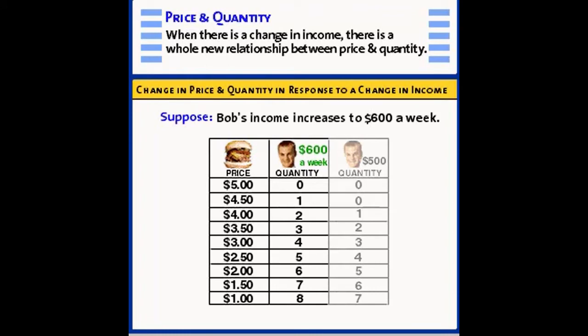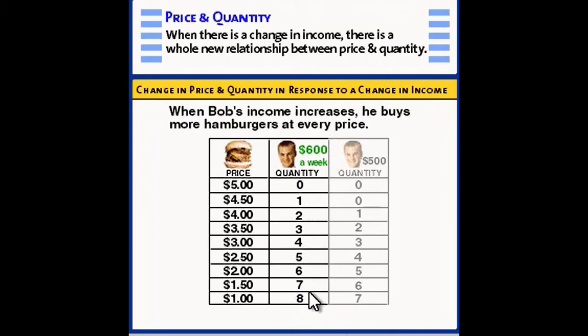In this case, we see that although he still buys no hamburgers at a price of $5 a piece, he'll now buy one when the price drops to $4.50. And then each time the price drops by 50 cents, he'll add one more hamburger to his weekly consumption, so that by the time we get down to $1 per hamburger, Bob's buying 8 hamburgers a week. That is, some days he's eating more than one.